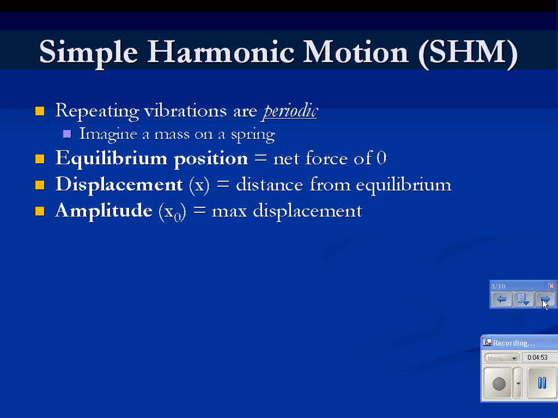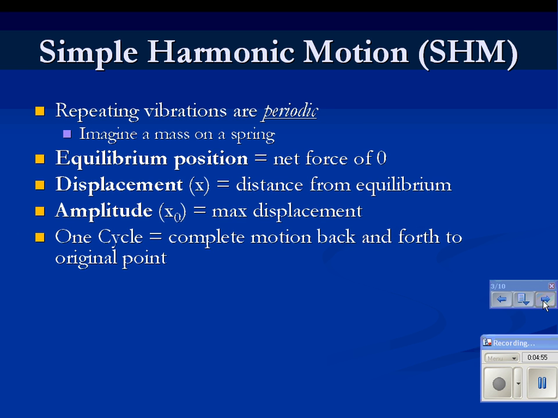As the object vibrates, one complete cycle is the complete motion it takes to go all the way out and all the way back to where it originated. We call that one cycle of motion. If we start from equilibrium, the mass goes out to maximum displacement, or amplitude, and back to equilibrium. That's not a complete cycle yet. It has to go all the way out to the other displacement and back to equilibrium again, okay? That would be a complete cycle.